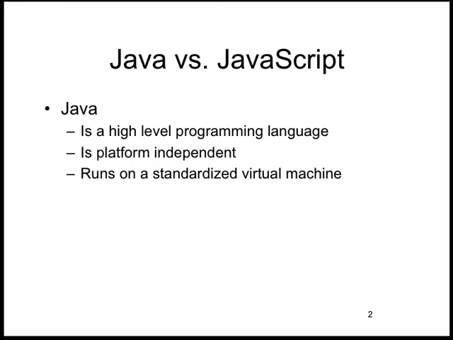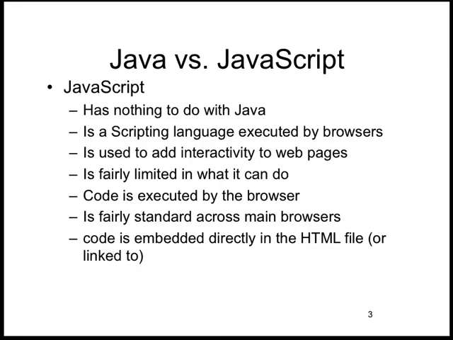Java, if you're familiar with it, is a high-level programming language. It's platform independent, and it runs on a standardized virtual machine. And Java is a big grown-up language. You can do lots of things you want to do with Java. JavaScript is still a programming language, but we call it a scripting language. Usually when something is called a scripting language, it means it's not really a fully featured programming language. But you can do an awful lot in JavaScript.